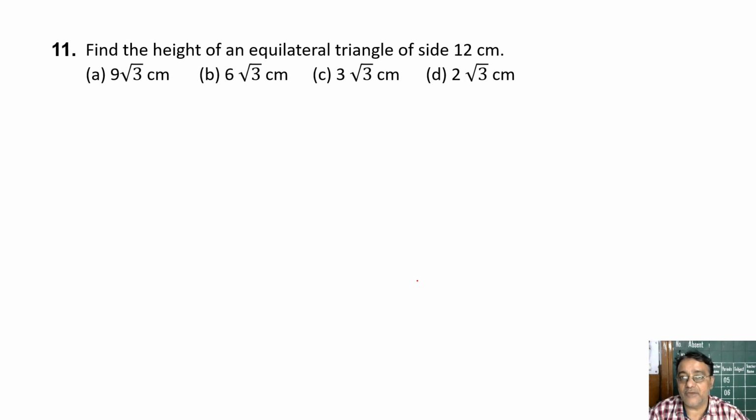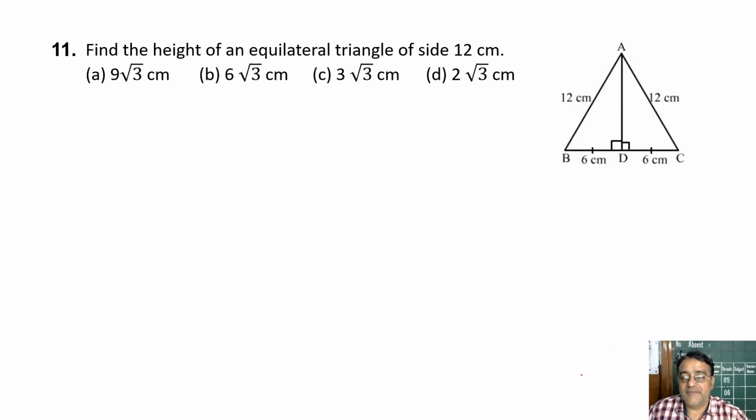Find the height of an equilateral triangle of side 12 centimeter. So we are going to make one rough diagram, and we know that in an equilateral triangle the altitude bisects the base. So this will be 6 centimeter and this will be 6 centimeter. Now we are going to take one triangle. Suppose we take triangle ABD. I want to find AD.